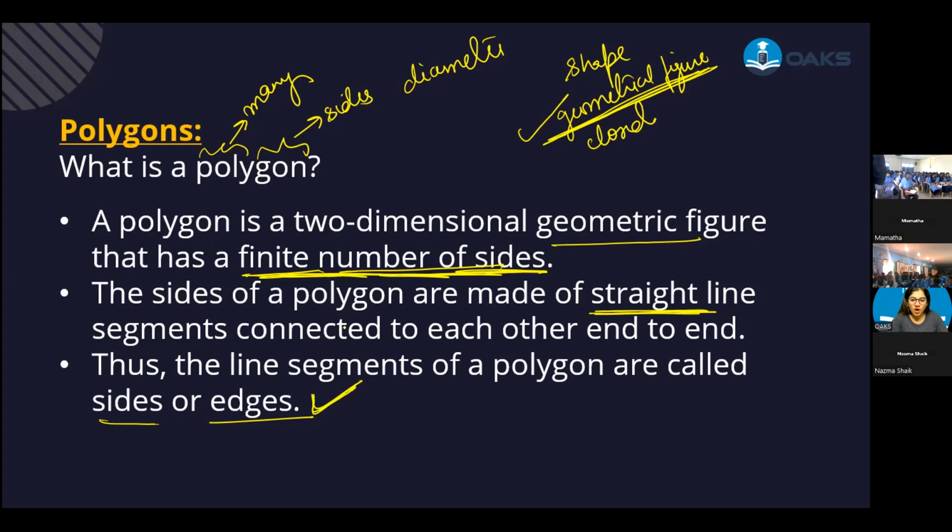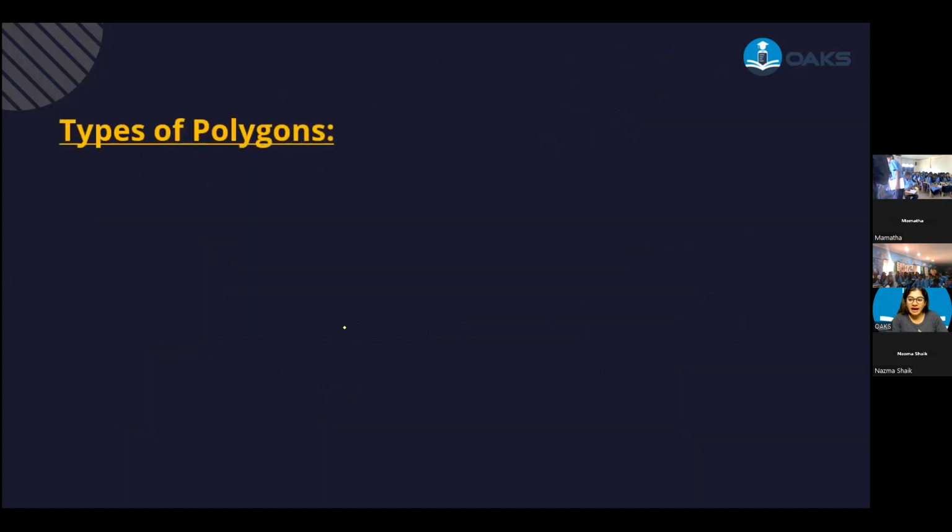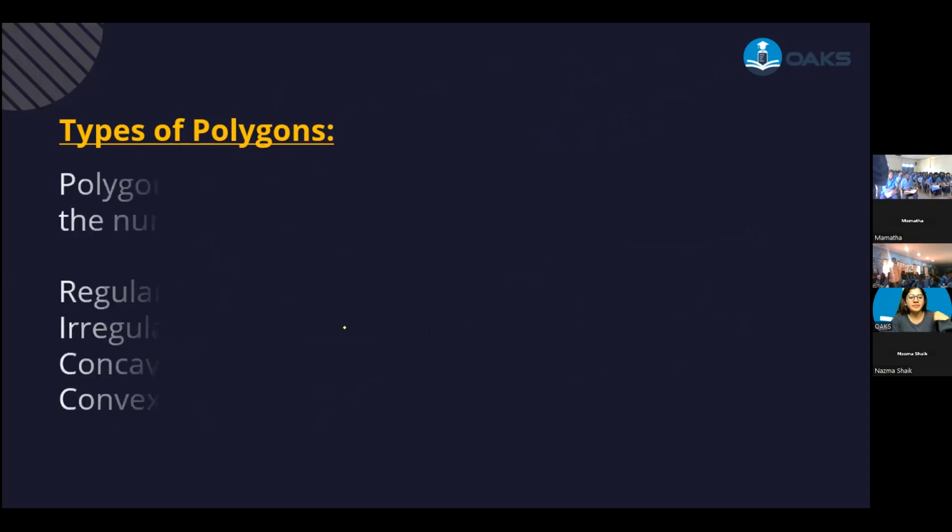Now let's move on. We have some types of polygons. I'll be giving you the definition and you will be giving the examples. Okay, I want to hear from you all.